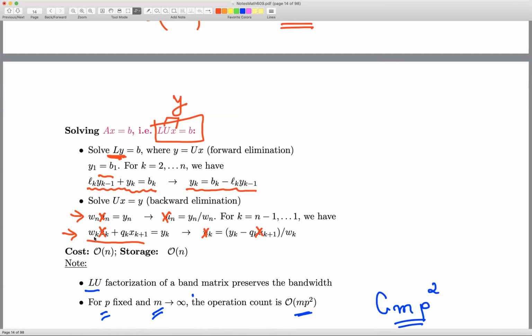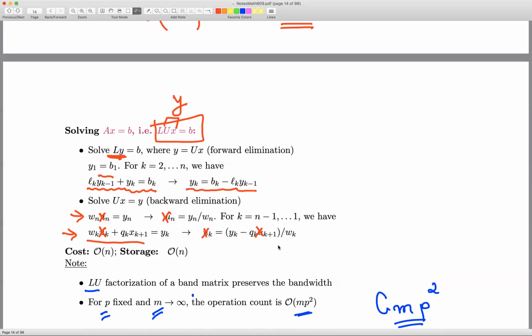And then we have at every row WK XK plus WK XK plus 1, because it is an upper triangular matrix, will give us YK, and therefore we can express XK in terms of the other ones that we know. And here we see that at the first step we have one division, and then for every subsequent step, every time we'll have a division.